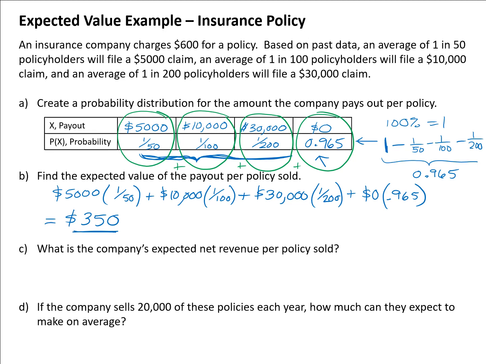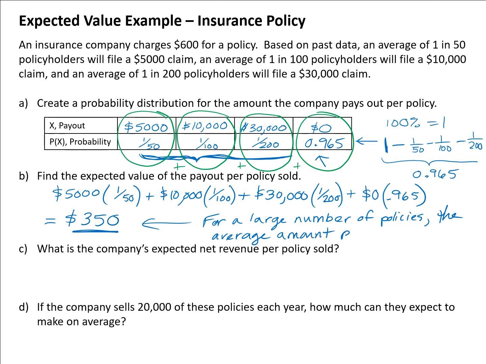So think about what this means. $350. That is the amount that on average the company pays out for each policy. Now that's if they do a lot of policies, okay? So for a large number of policies, because we're talking about the law of large numbers here, that's what makes expected value work. For a large number of policies sold, the average amount paid out by the insurance company is $350. That's their average amount.